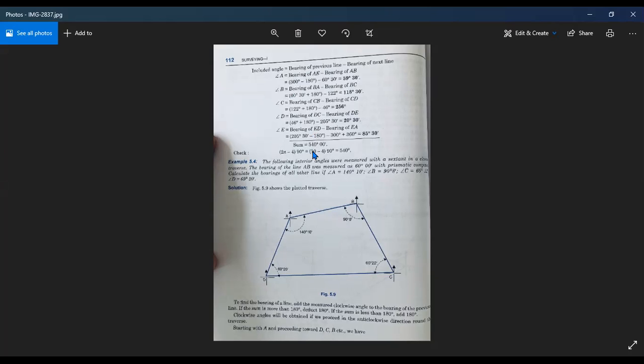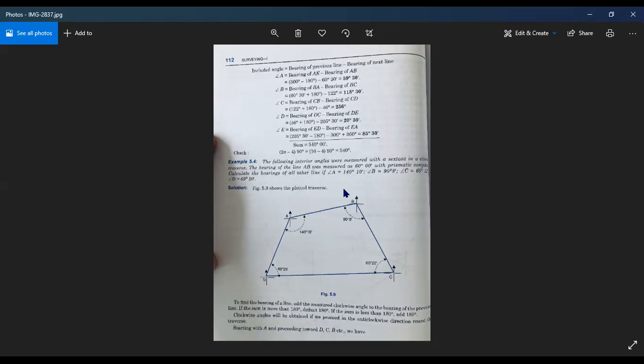And one more, we have studied how to convert whole circle bearing to quadrantal bearing system, or reduced bearing system you can say, and how to convert reduced bearings to whole circle bearings. Okay, that we have studied today. One is whole circle bearing to reduced bearing conversion. One more is reduced bearing to whole circle bearing conversion. And one is calculation of angles from bearings, and next is calculation of bearings from angles. These four problems I will share with you. Study these, and if you have any doubt, you can contact me.